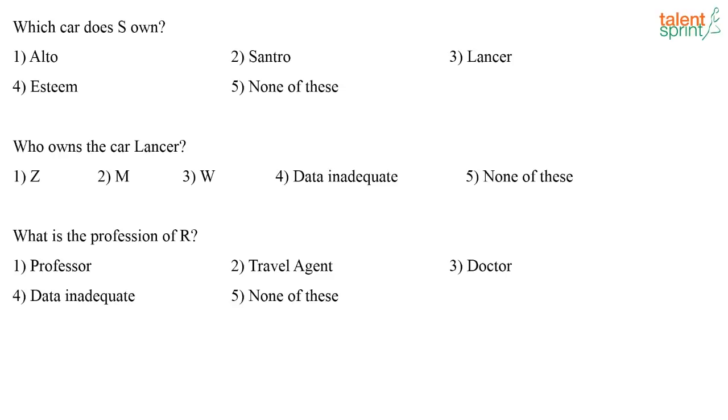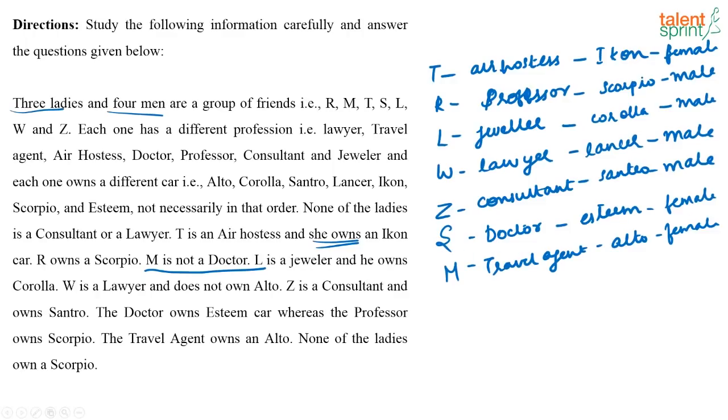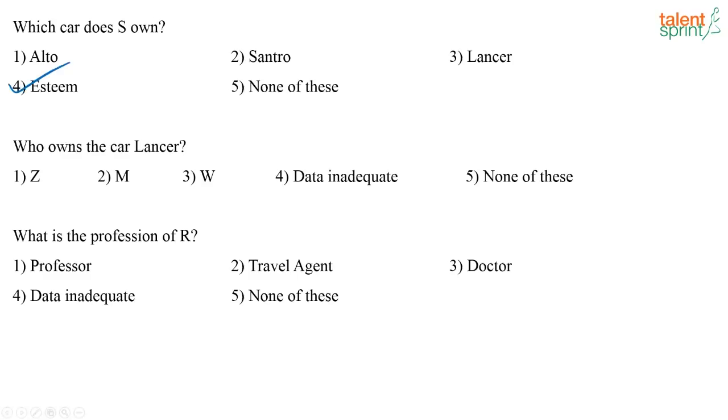Next, which car does S own? Which car does S own? S owns Esteem. Option 4. Who owns the car Lancer? W, the lawyer, owns the Lancer. What is the profession of R? R is the professor. So these are your answers, 4, 3 and 1. Yes, correct.